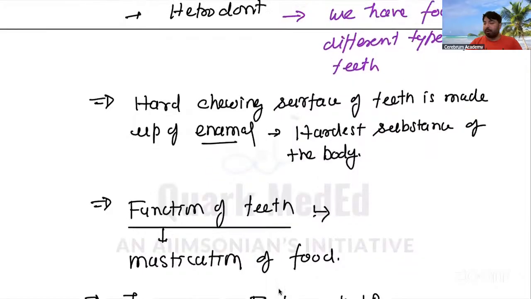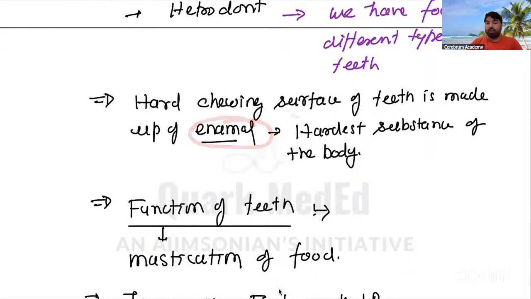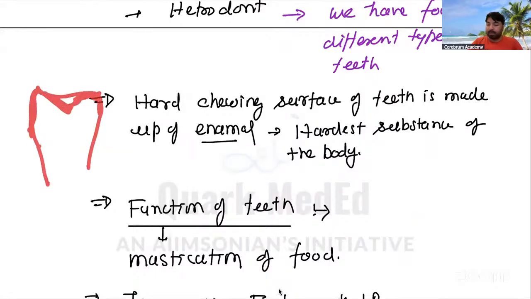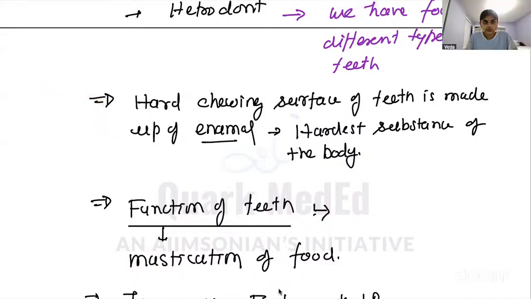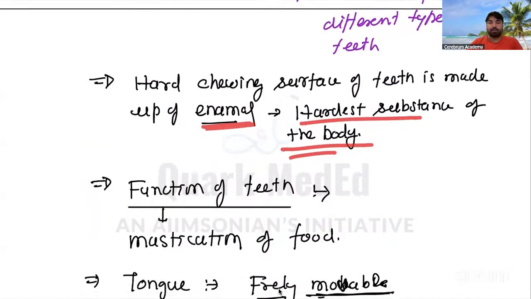One important thing about teeth: on the top, there is a covering of a substance called enamel. Enamel is the hardest substance in the body, even harder than bones. That's why when you eat chicken, you can crush the bones easily with your teeth, because the enamel is harder. It is the hardest substance of the body.